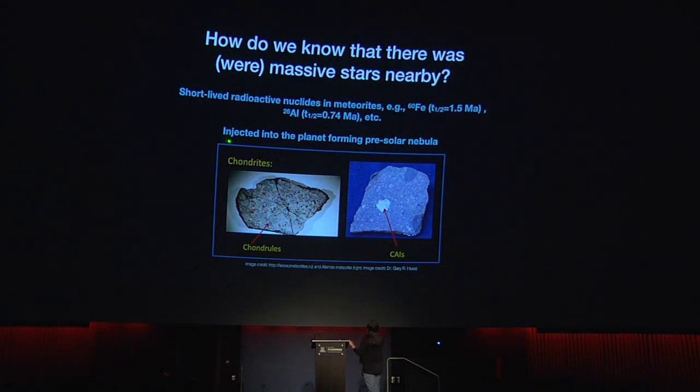The lifetime is just right. So these got injected into the planet-forming pre-solar nebula, and we can actually see that from isotope ratio studies of these chondrites. Some of them could be made in the disk from the cosmic rays, but it is also highly suggested that we really do need some massive stars around.